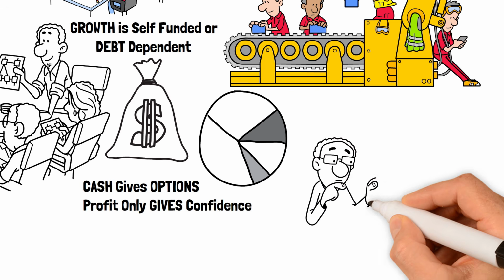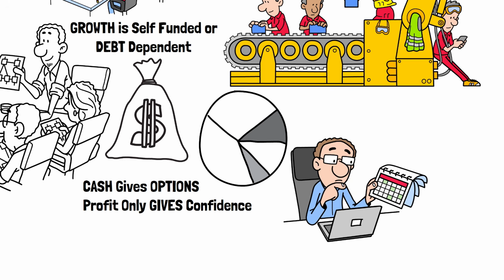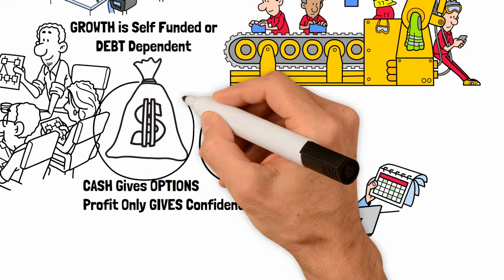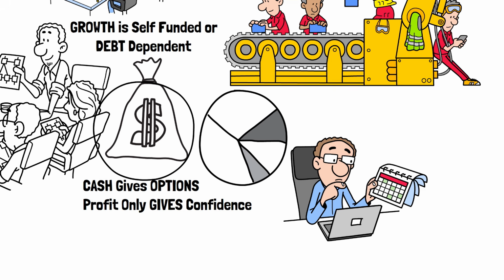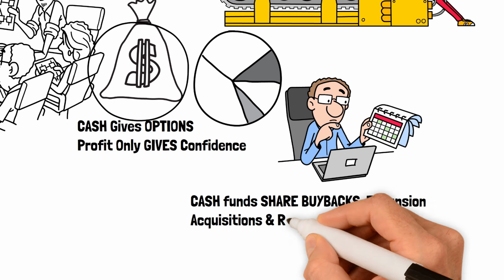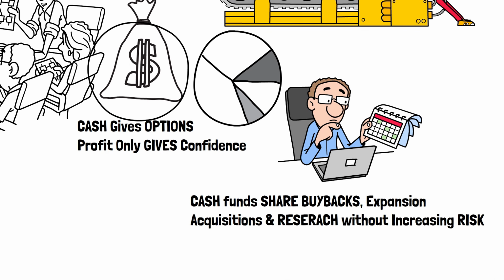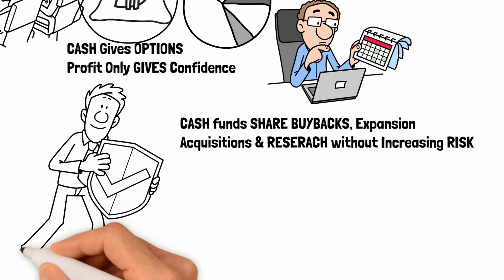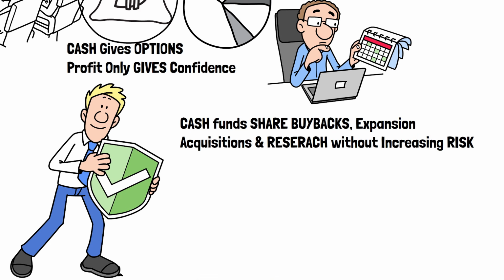Free cash flow is critical for loan approvals because banks lend against cash, not profits. It supports dividend payments because dividends can only be paid from real cash. It funds share buybacks, expansions, acquisitions, and research without increasing risk. It protects businesses during recessions when revenue drops, but fixed costs remain. It reduces dependence on investors and venture capital.